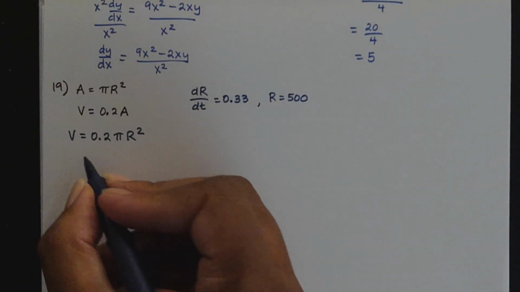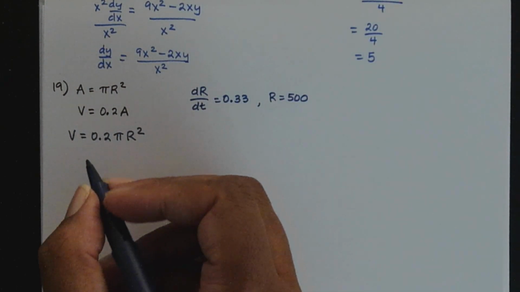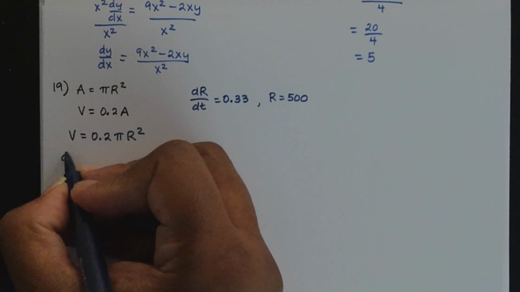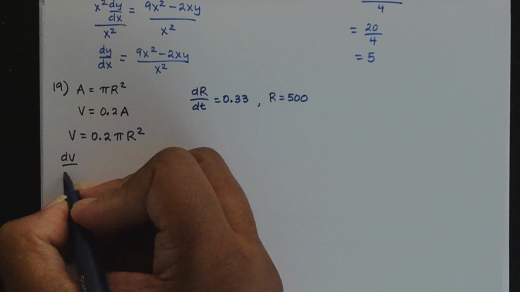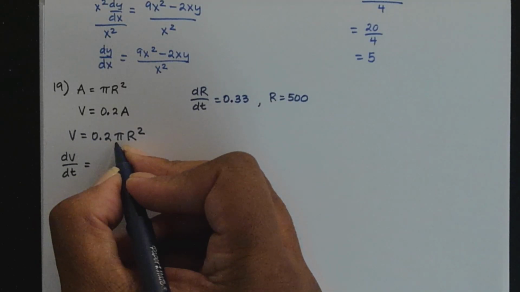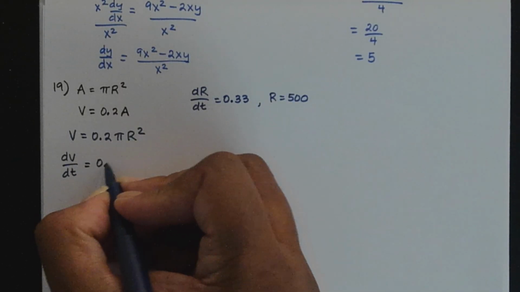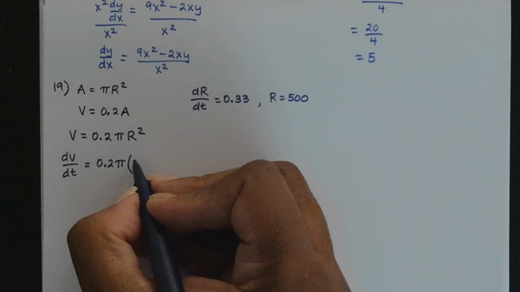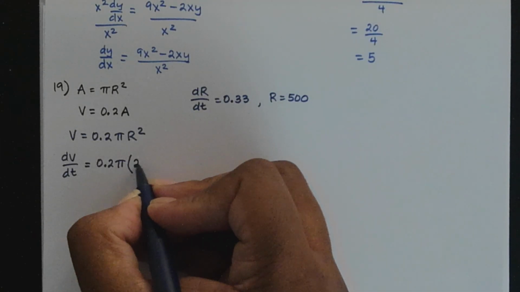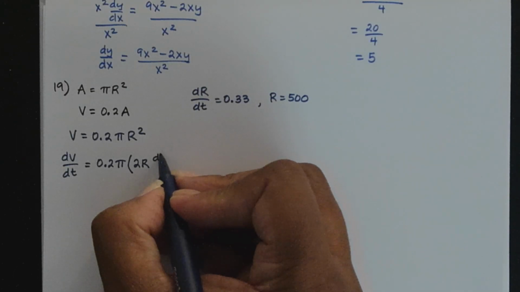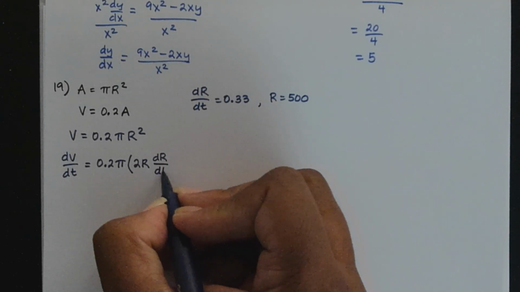Okay. So now with this formula, we're going to take the derivative of each variable with respect to time. So here, the derivative of V will be dV/dt. And 0.2 and pi are constants. I can write those down. The derivative of r squared would be 2r. And then I have to include dr/dt.